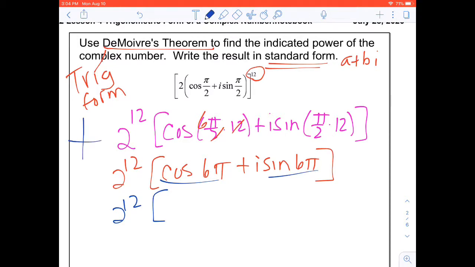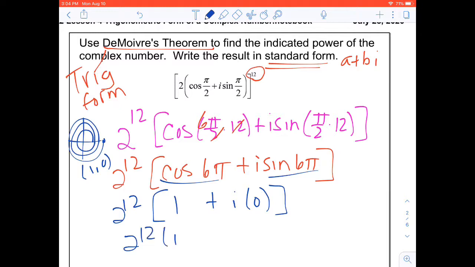So let's think about my unit circle. This is 2 pi, 4 pi, 6 pi. I'm at the point (1, 0), so my cosine is 1, my sine is 0. So this is 2 to the 12th times 1.